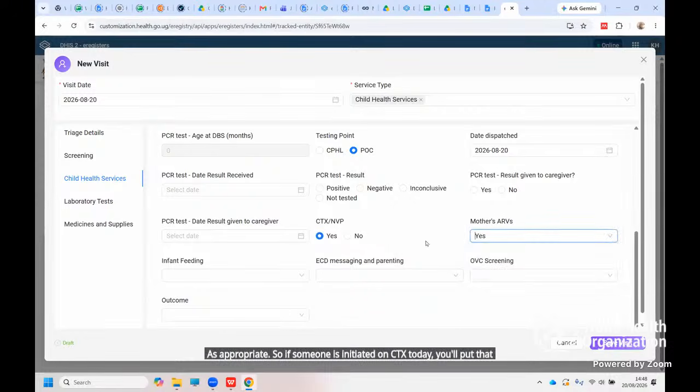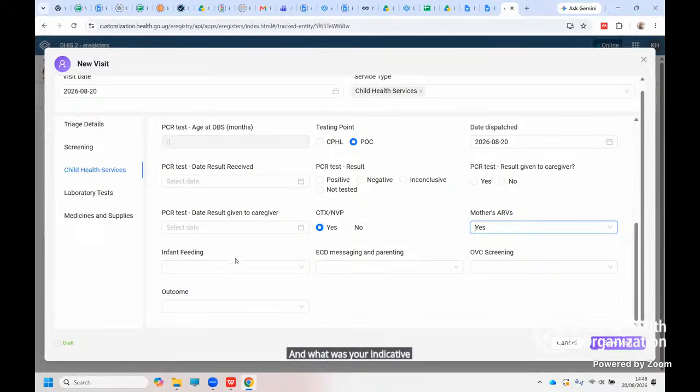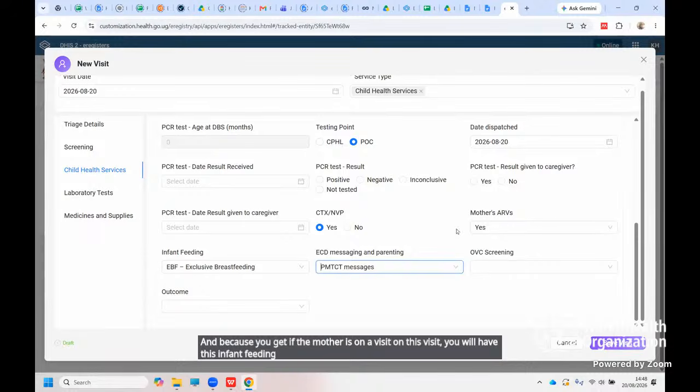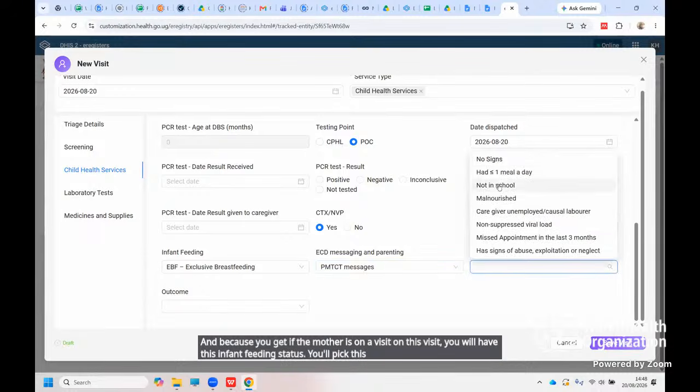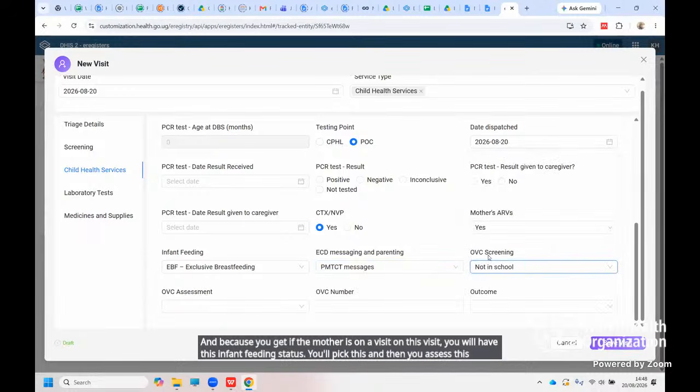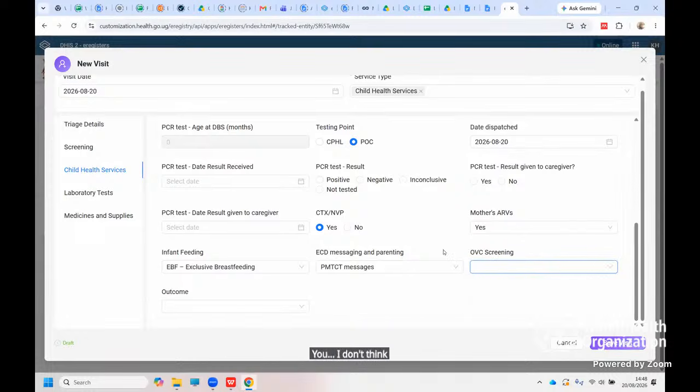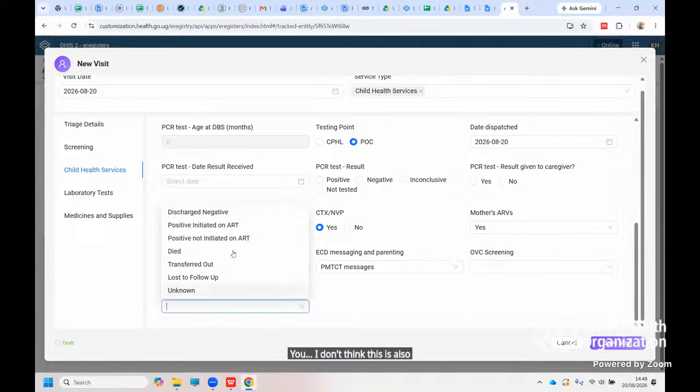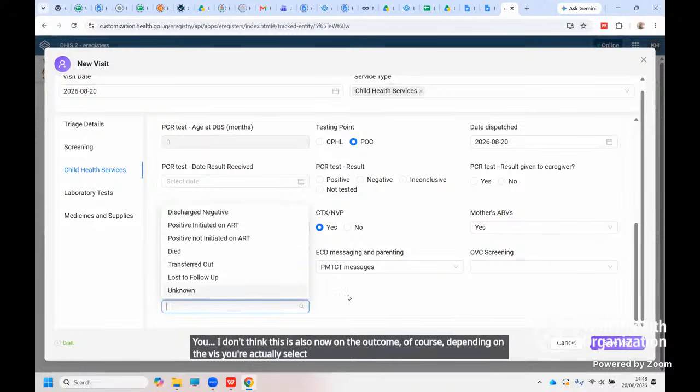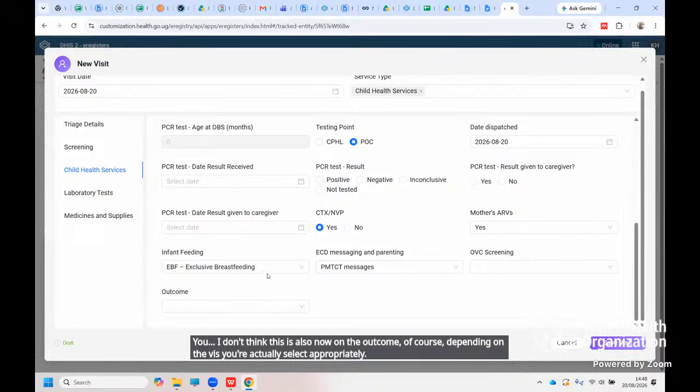And of course, you'll indicate if the mother is on ARVs on this visit. You will have this infant feeding status; you'll pick this. To assess this, I don't think this is applicable. And the outcome, of course, depending on the visit, you'll select appropriately. This is filled at the end.